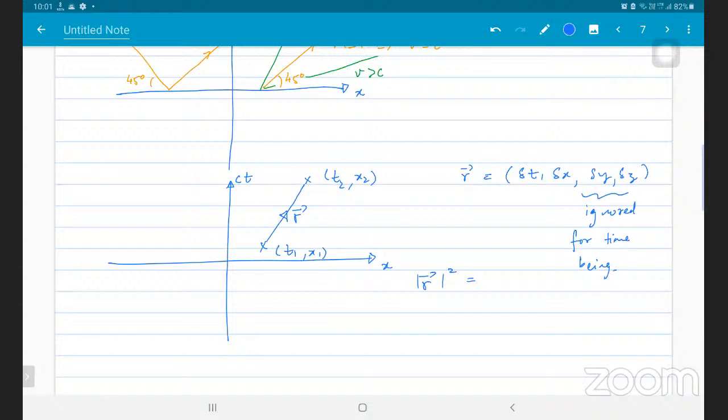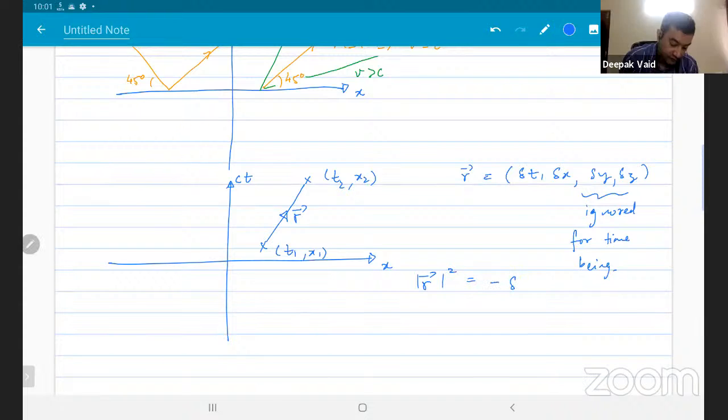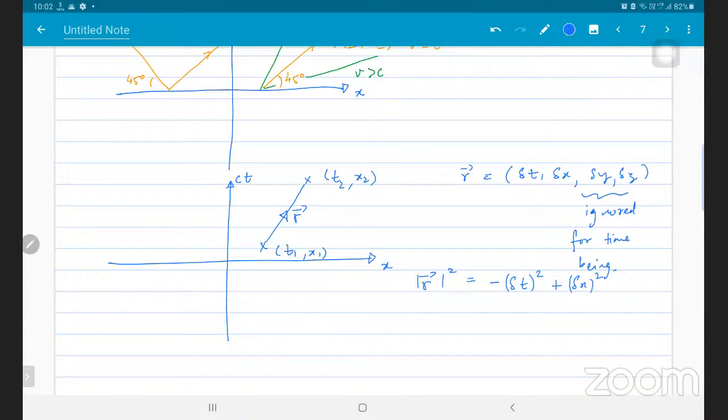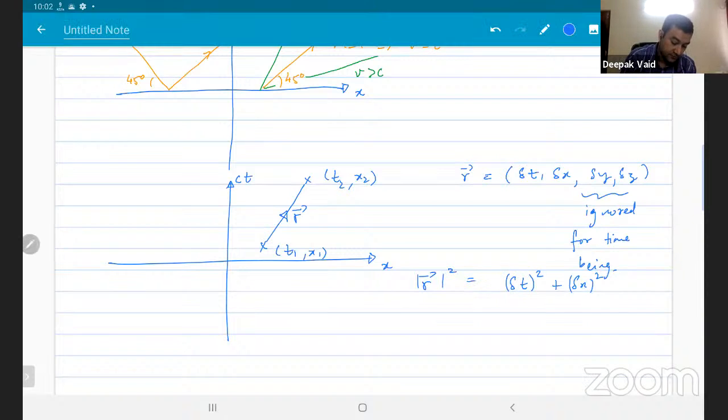That would be minus delta t square plus delta x square. So I would say it is minus delta t squared plus delta x squared. The first term should have c squared. Right. So I should put c here again. Minus c squared delta t squared, right?